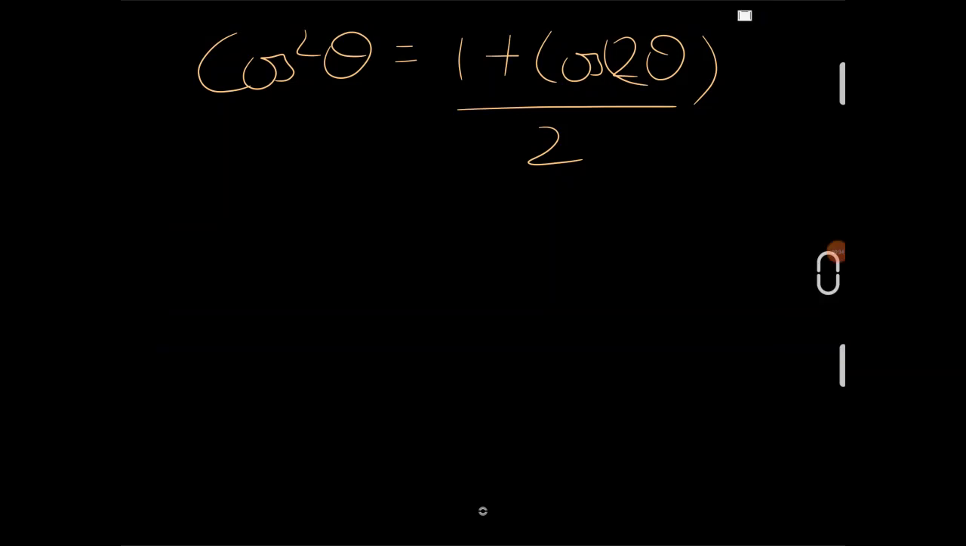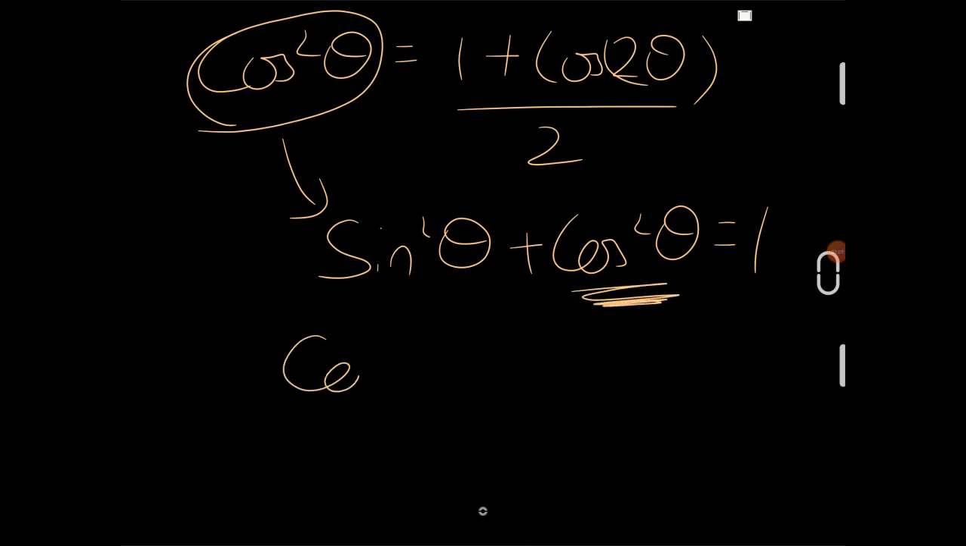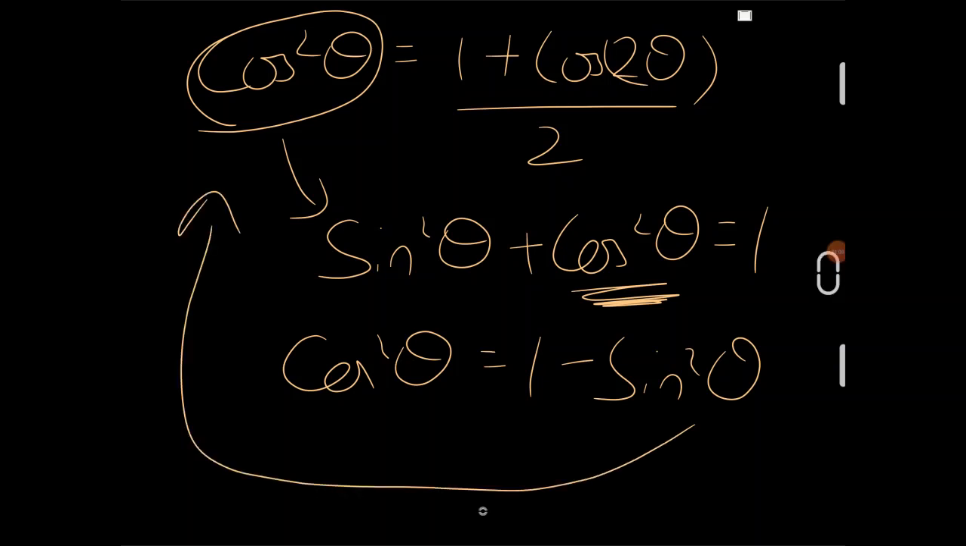Now let us play with this formula. Let us basically just play. Don't worry about it, just play with it. Now we know sine square theta plus cos square theta is equal to 1. Let us substitute for cos square theta in this. That means cos square theta will be 1 minus sine square theta, right? I will substitute this in this, and let us see what happens.